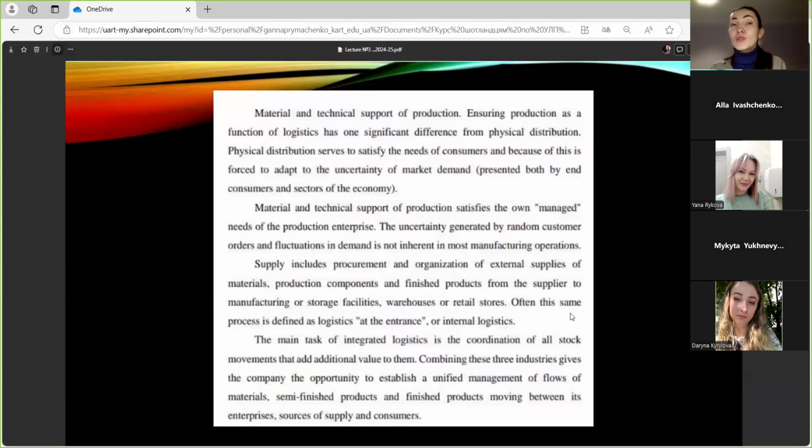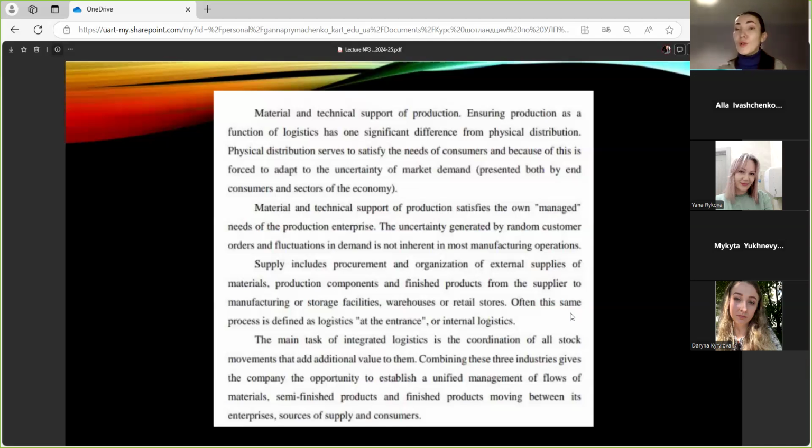Ensuring production is a function of logistics that has one significant difference from physical distribution. Physical distribution serves to satisfy the needs of customers, and because of this is forced to adapt to the uncertainty of market demand, presented both by customers and sectors of the economy and other information. Material and technical support of production satisfies the own managed needs of a production enterprise. They are uncertain, generally driven by random customer orders, and functions of demand are not inherent in most manufacturing operations. Sometimes, yes. Supply includes procurement and organization of external supplies of materials, production components, and finished products from the supplier to manufacturing or store facilities, warehouses, or retail stores.